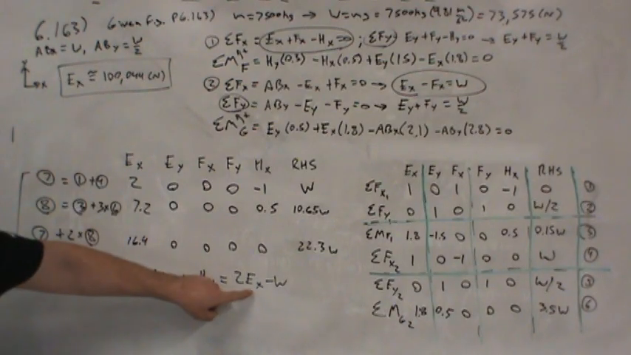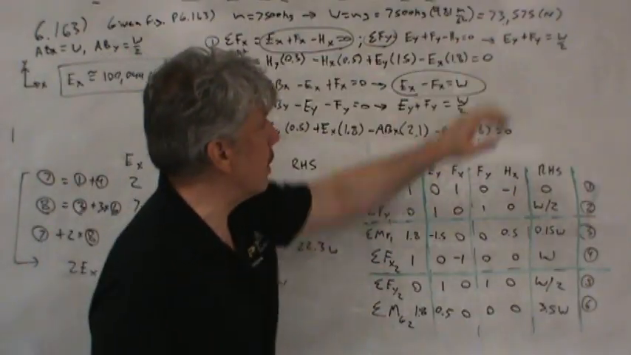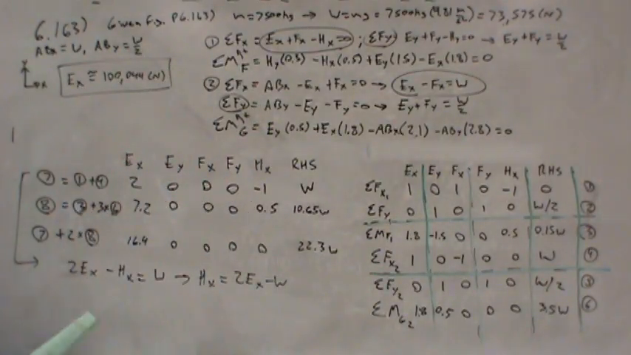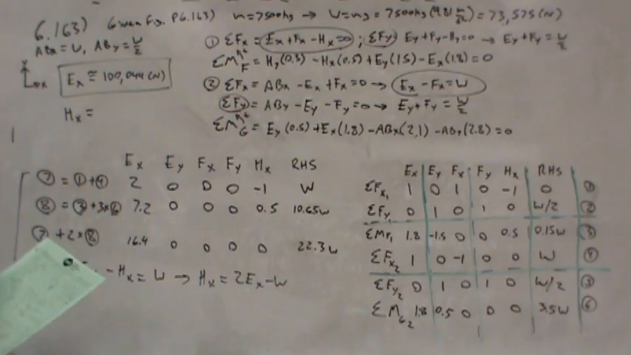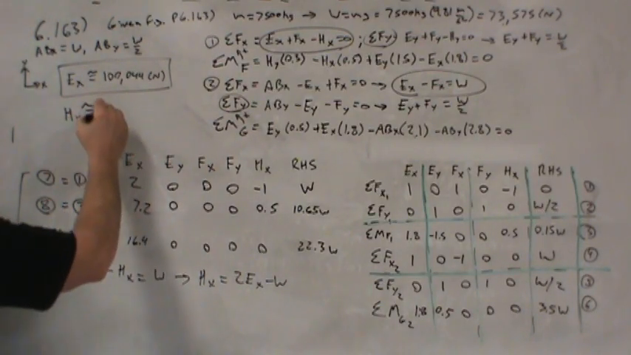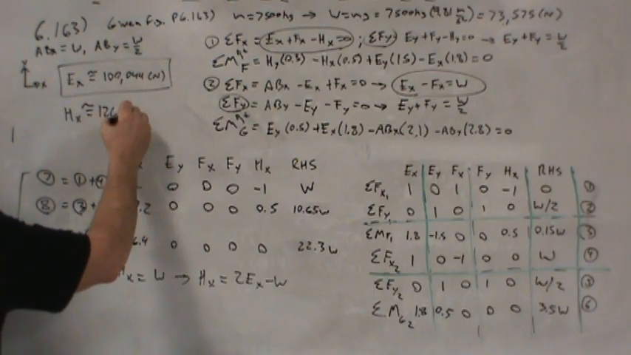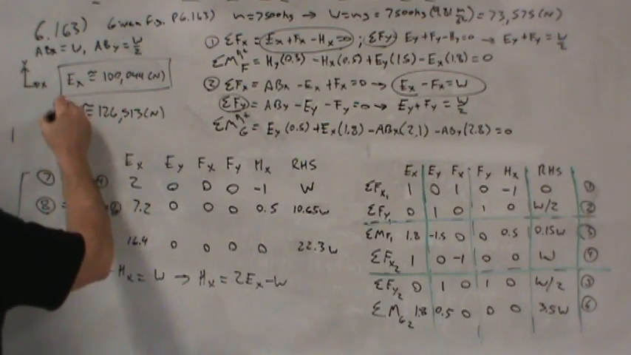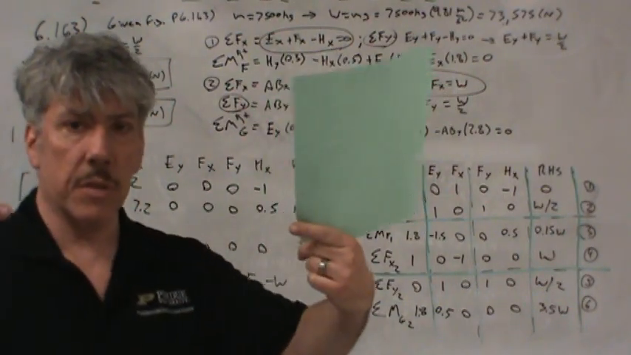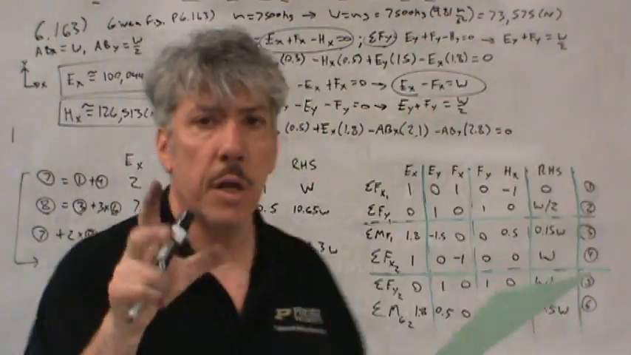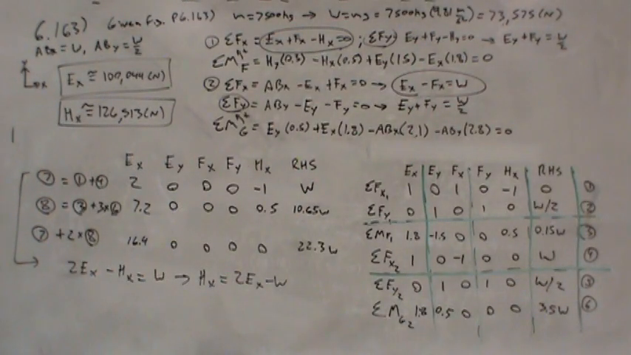I know what EX is. Multiply this by 2, it's about 200,000, and subtract the weight. When you do that, you find HX. So I got HX equal to about 126,513 newtons. That's how hard those sides, those grippers on the side, are pushing together to hold on to the plate. Okay, that was nice. What's next?